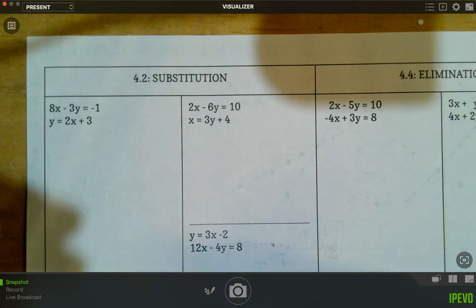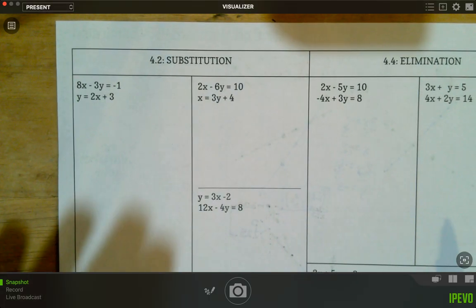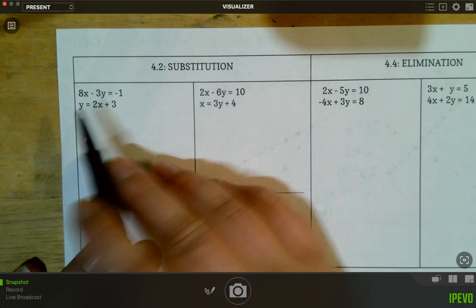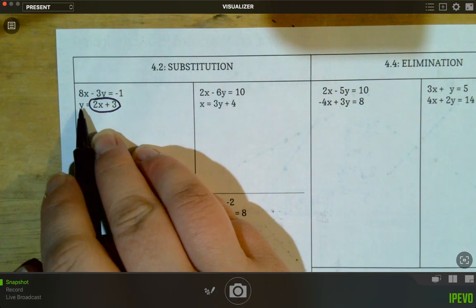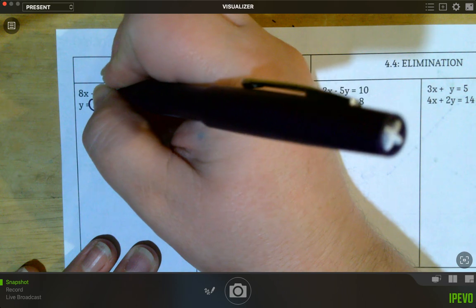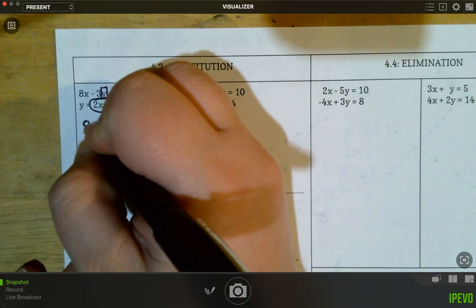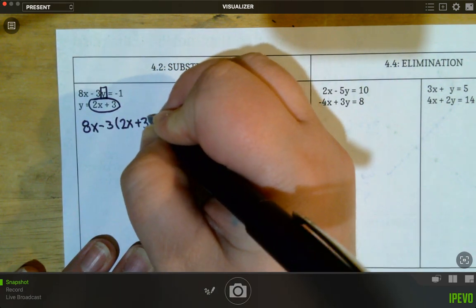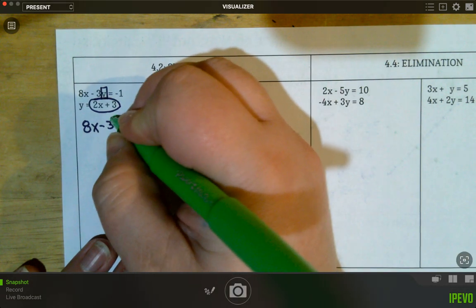Okay, so now we need to talk about the ones we do without a graph. Okay, so over here with substitution, you're always going to look for the variable that's all by itself. And then you're going to take this and plug it in for this variable. So that's y. It's going to go right here. So it'll be 8x minus 3, and then you replace y with 2x plus 3. And then you're going to distribute like that.